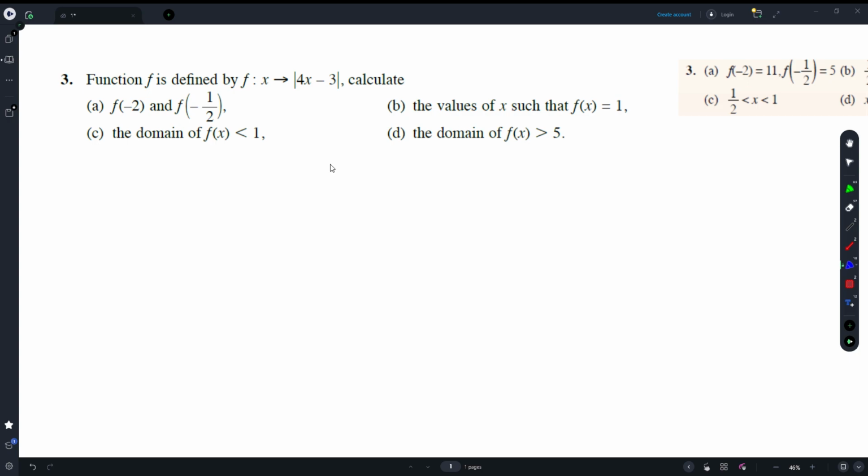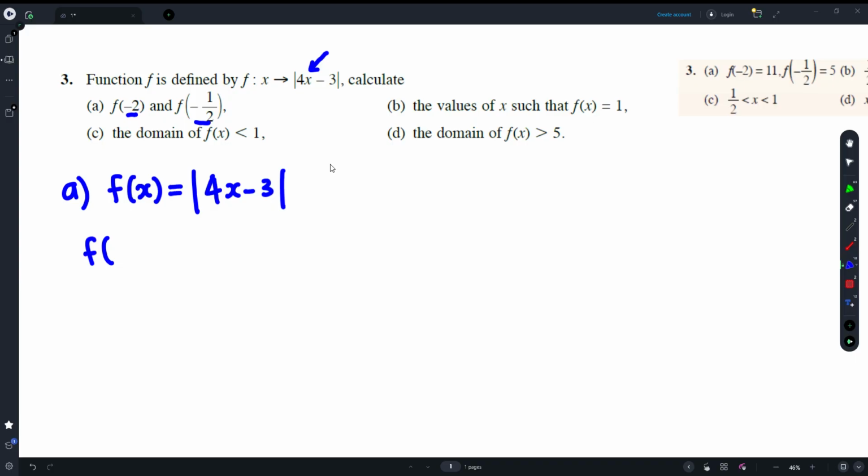First, we start with part A. Part A is a very direct question. You just need to substitute the object given to you, which is negative 2 and negative 1 over 2, into the position of x and apply the modulus. So let me rewrite. f(x) is equivalent to modulus of 4x minus 3, close modulus.